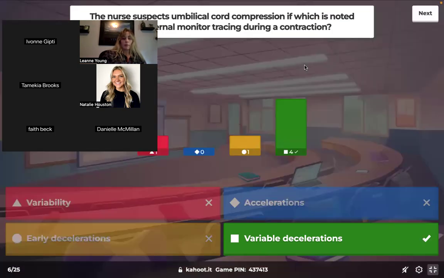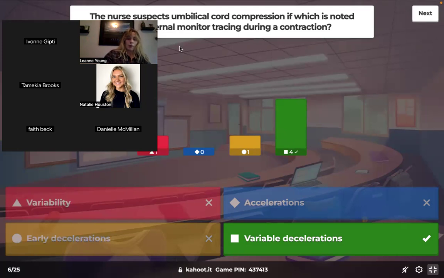So if we're seeing variable decels, we are suspecting that there's a cord being compressed somewhere. Your early decelerations are a normal finding, and they're the ones that mirror your contractions, right? Early decelerations are usually because of head compression, not cord compression. Head compression is just fine. We expect that as the baby is making their way down through the birth canal. Umbilical cord compression is not what we want because that can limit the amount of oxygen that's getting to the baby.